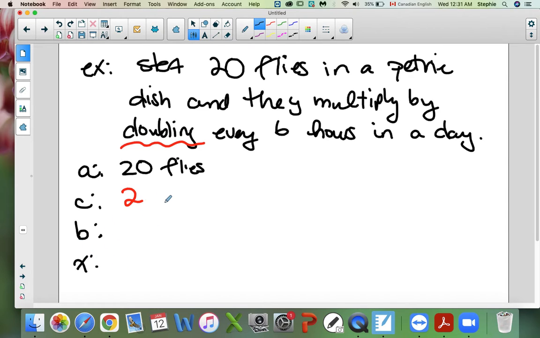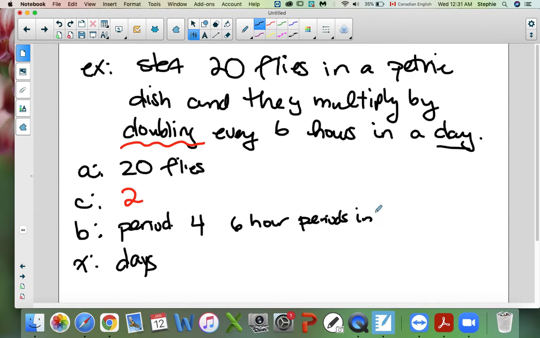And next is my unit of time. Now, it's all about your perspective. If we're talking about days, then my unit of time is days. If I'm talking about hours, my unit of time would have been hours. But since here I talked about every 6 hours in a day, and my unit of time is days, you have to ask yourself how many 6-hour periods are there in a day. That means there are 4 6-hour periods in a day.